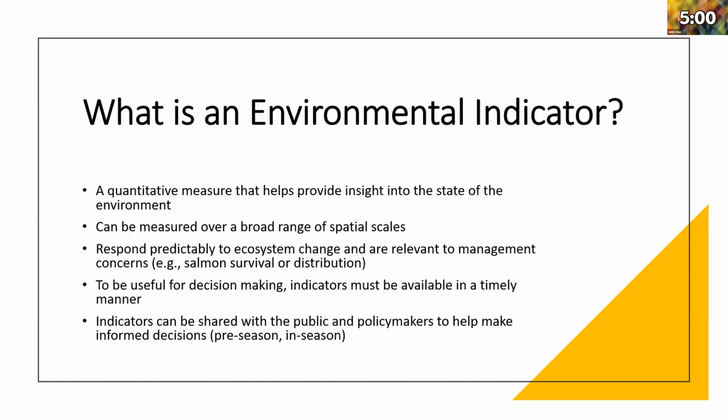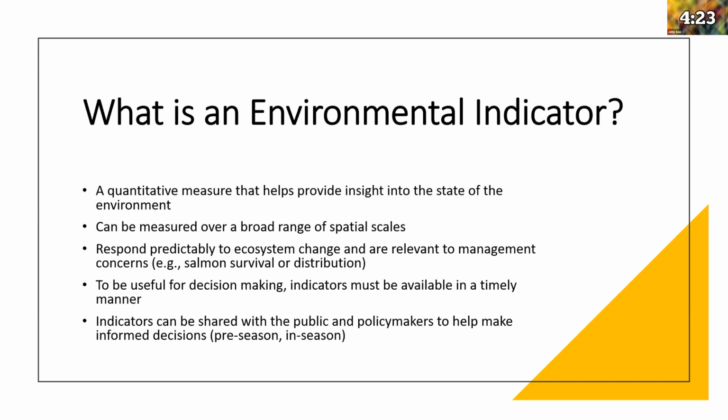Here's the high-level, 30,000-foot assessment of what an environmental indicator is. An environmental indicator is a quantitative measure that helps provide insight into the state of the environment. It can be measured over a broad range of spatial scales, from basin-wide to very local. Environmental indicators respond predictably to ecosystem change and are relevant to management concerns, such as salmon survival and distribution.